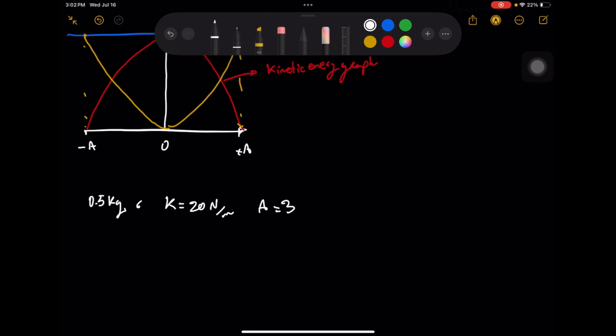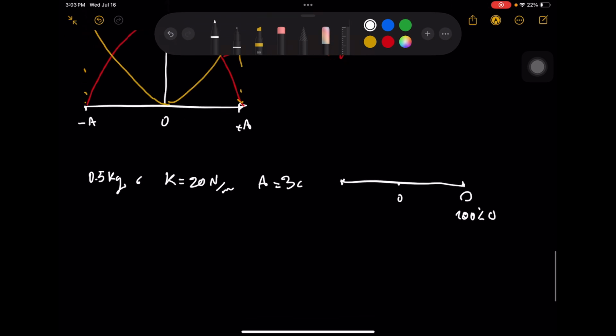The total energy here, you might say, how can we calculate it? We don't know at what position. The total energy at amplitude is equal to the potential, because we have 100% potential energy. So we can just use 3 centimeters, for example. So we can just calculate it.